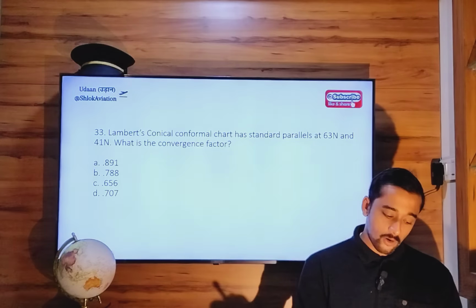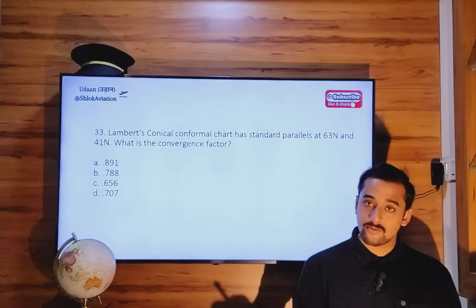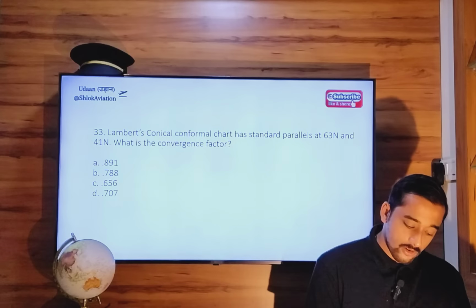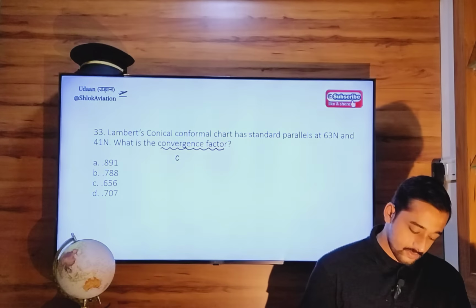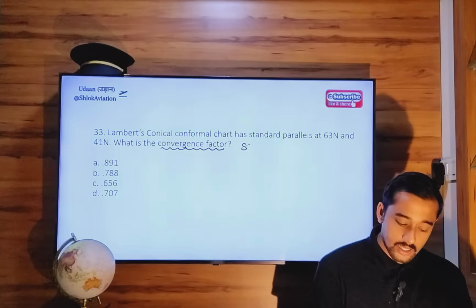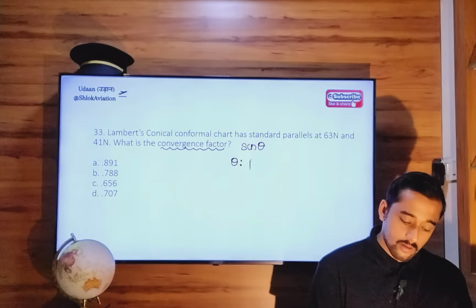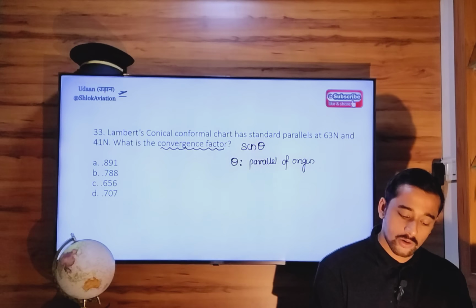Next, Lambert's conformal chart has standard parallels at 63 north and 41 north. What is the convergence factor? So when they talk about convergence factor, they are talking about sine theta, where theta equals the parallel of origin latitude.